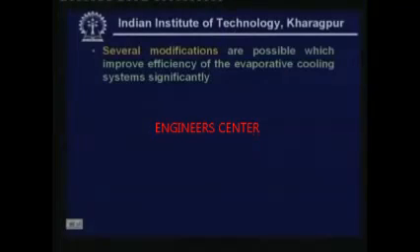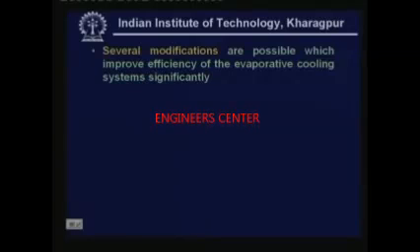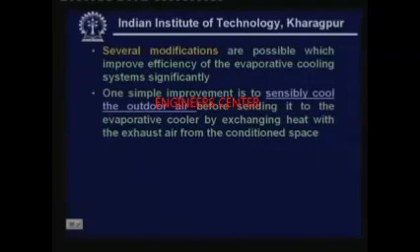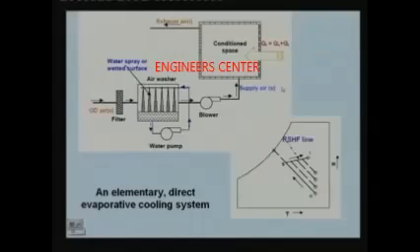Now, several modifications are possible which improve efficiency of the evaporative cooling systems significantly. Okay, so let us look at what these modifications are. I will just discuss one or two modifications. One simple modification is that you can sensibly cool the outdoor air before sending it to the evaporative cooler by exchanging heat with the exhaust air from the conditioned space. So, this is one of the simple improvements. So, let me explain this.